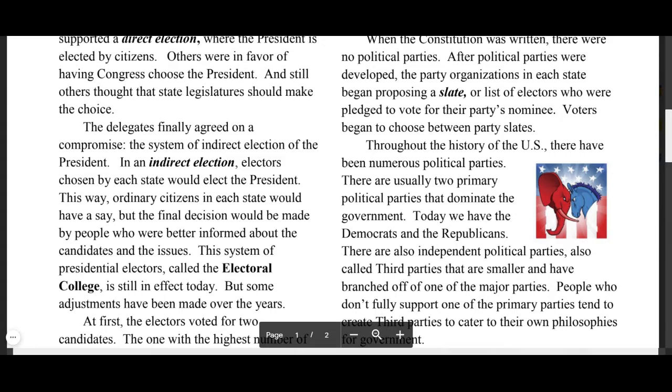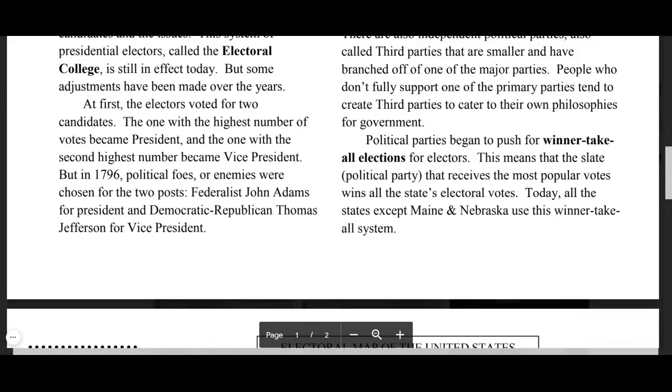In an indirect election, electors chosen by each state would elect the president. This way, ordinary citizens in each state would have a say, but the final decision would be made by the people who are better informed about the candidates and the issues. This system of presidential electors, called the Electoral College, is still in effect today. But some adjustments have been made over the years.